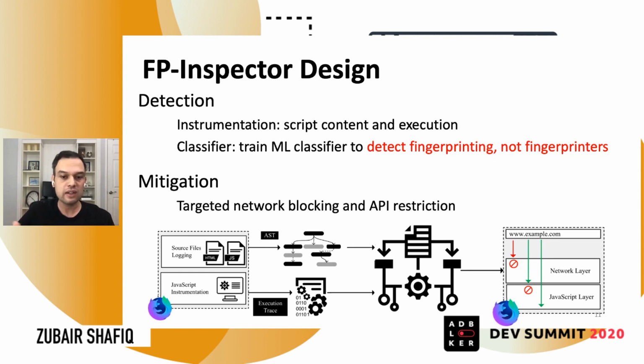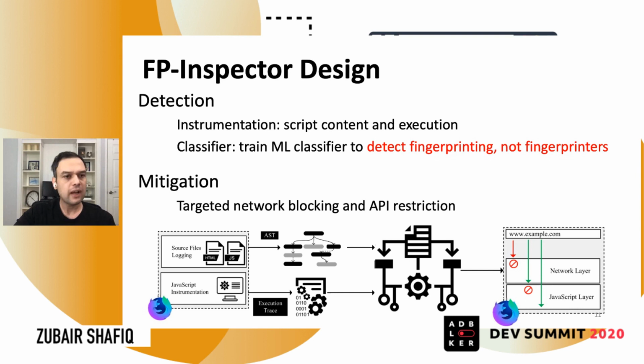But if this is done aggressively, especially on sites which are doing first-party fingerprinting, this can actually lead to site breakage. So in FP Inspector, we implement a hybrid of network blocking and API restriction, where network blocking is only implemented for third-party fingerprinting scripts. And for first-party fingerprinting, we resort to API restrictions, where we block the APIs which are known to be abused for fingerprinting. It provides a nice compromise between privacy protection and the potential site breakage that can happen.